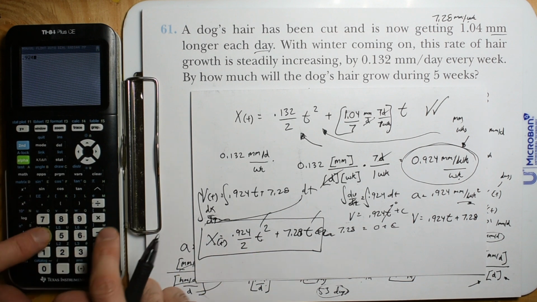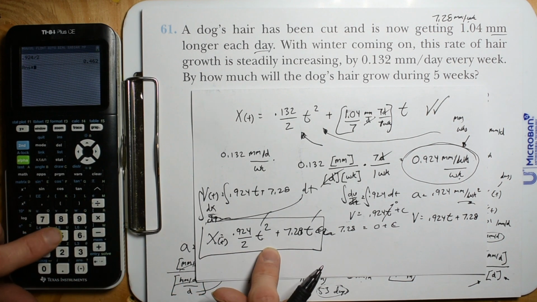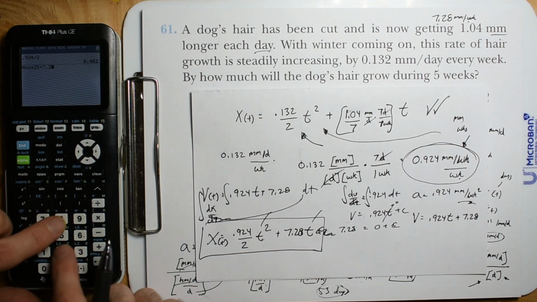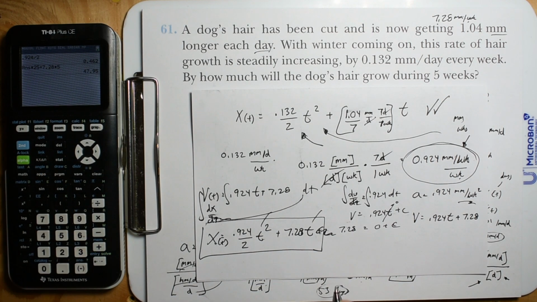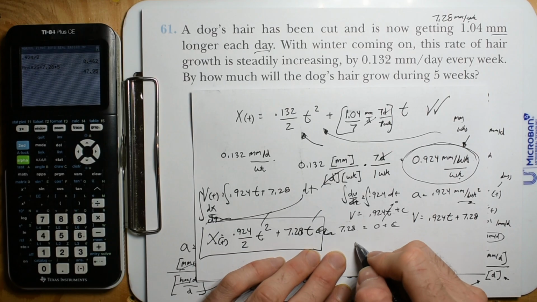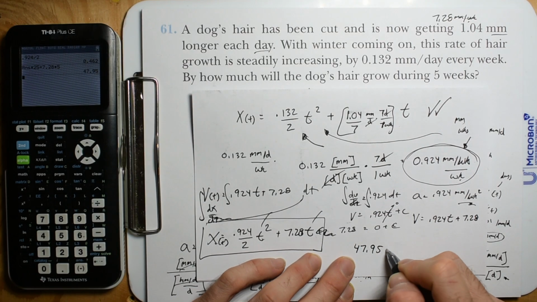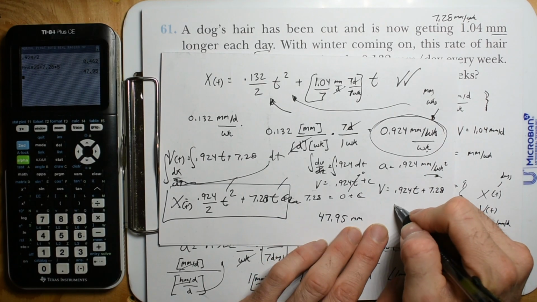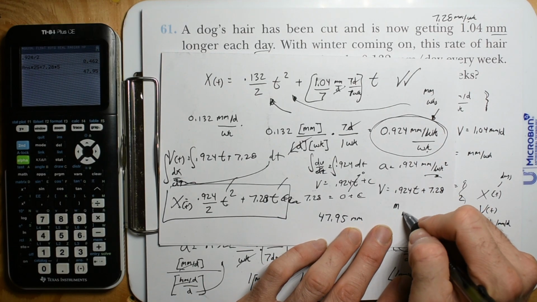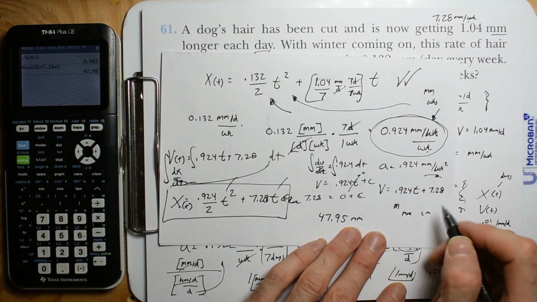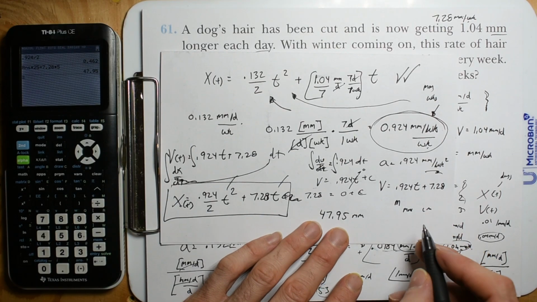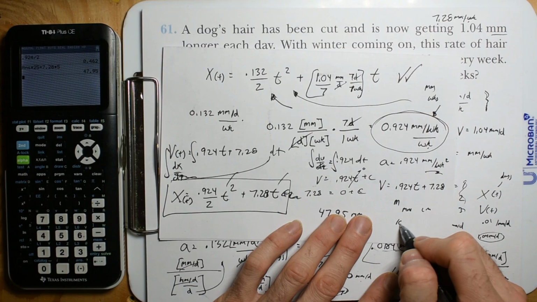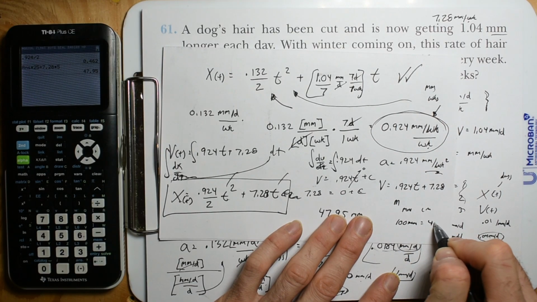So 0.924 divided by 2 times 5 squared. So that's going to be 25 plus 7.28 times 5. And we have the dog's hair is 47.95 millimeters. It's also good in America. People don't really know meters, millimeters, even centimeters. But my conversions are that, I think the easiest and simplest is that 100 millimeters is 4 inches.